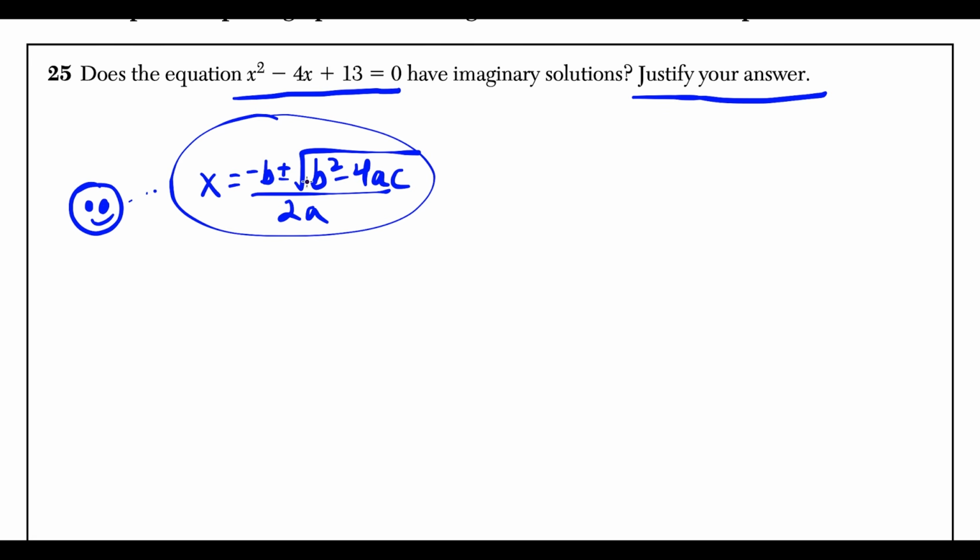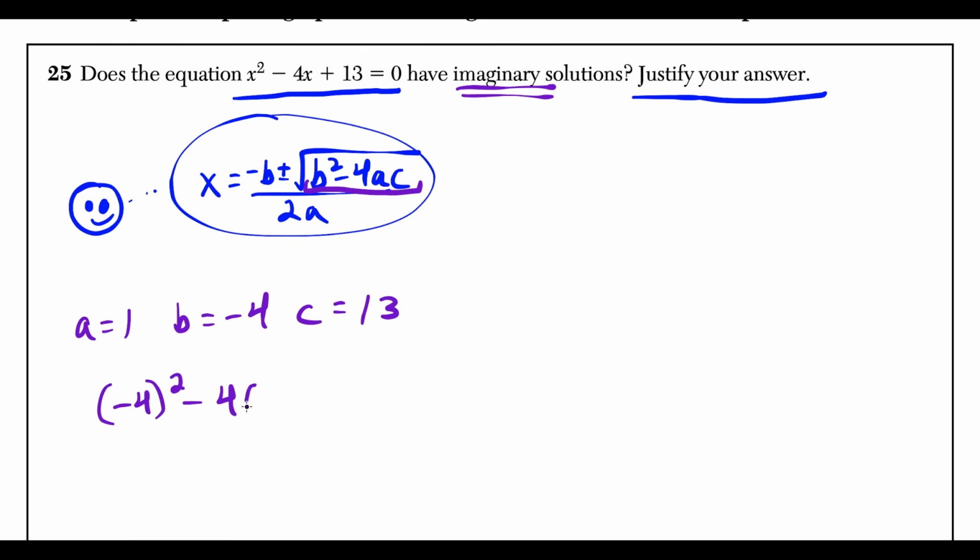But the part that jumps out at me is the part under the square root, called the discriminant, because the way you determine if you have imaginary solutions is if you wind up with a negative number under the square root. So to justify our answer, I identify that we have an a value of 1, a b value of negative 4, and a c value of 13. If I investigate b squared, negative 4 squared, minus 4 times a times c, this amount is going to tell us if our roots are real or imaginary.